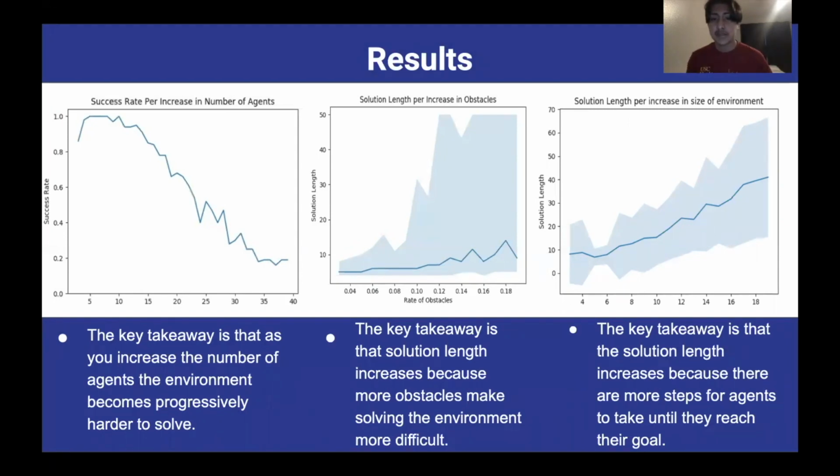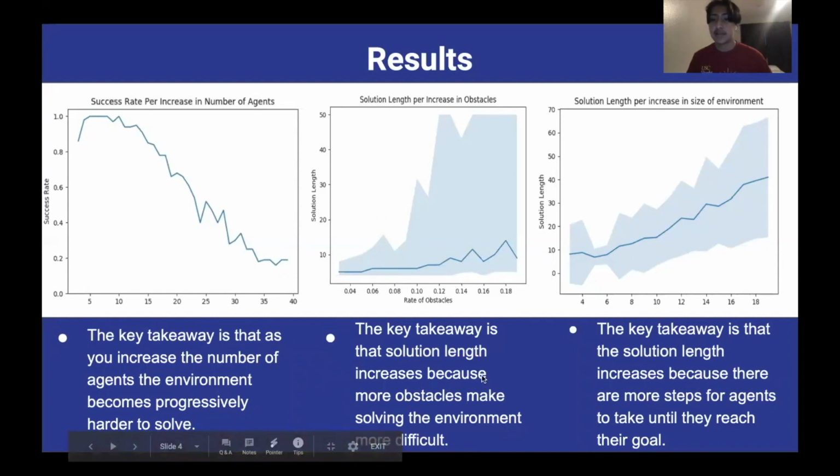Next, we have solution length per increase in obstacles. And the key takeaway there is that solution length increases because more obstacles make solving the environment more difficult. And as you increase the obstacle rate, you also get a higher probability of getting into what's called a deadlock, which is a situation where the agent can't solve the environment because it's probably blocked by two obstacles or its goal is blocked. And obviously that would be impossible to solve. So that's what the shaded regions mean in this graph in the middle.